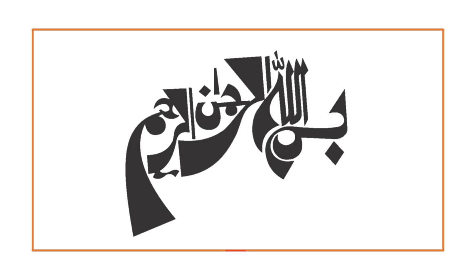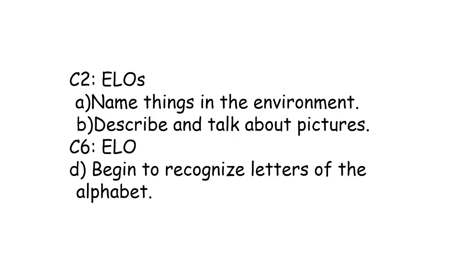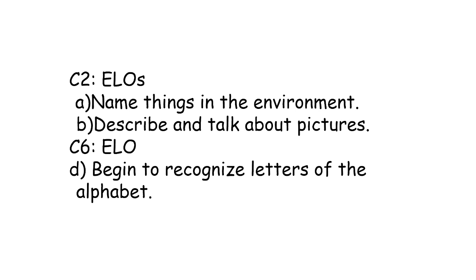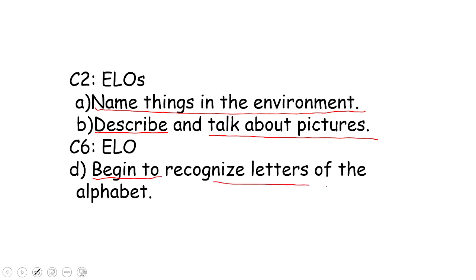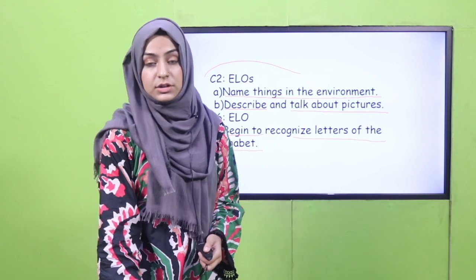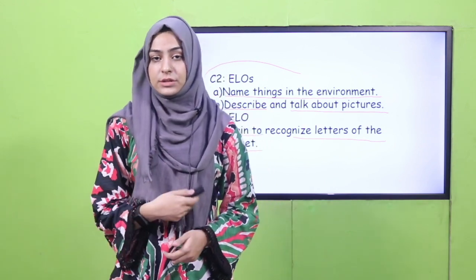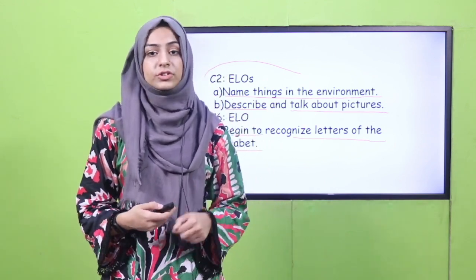Today, after this lesson, you people are expected to name the things in the environment. Next, you will be expected to describe and talk about the pictures, and finally begin to recognize the letters of the alphabet. And this was for your teacher. These were the objectives. Now move to the lesson.